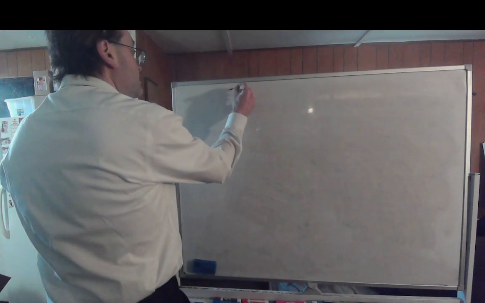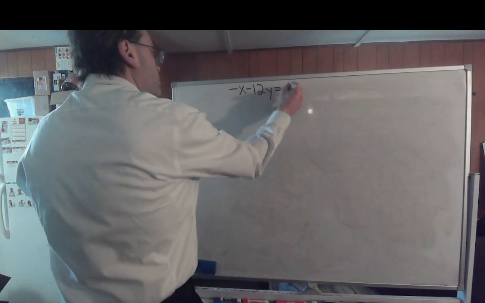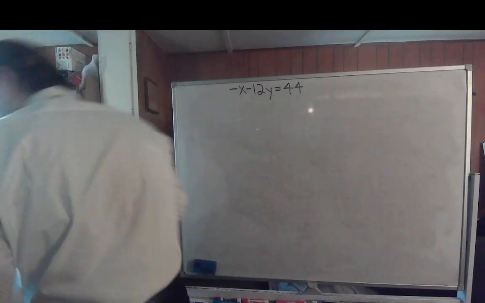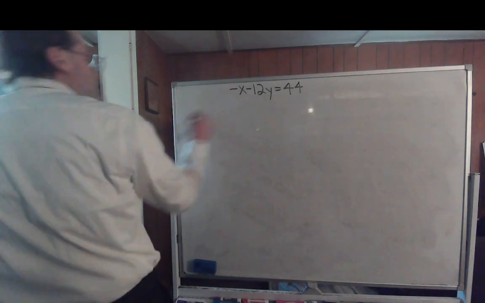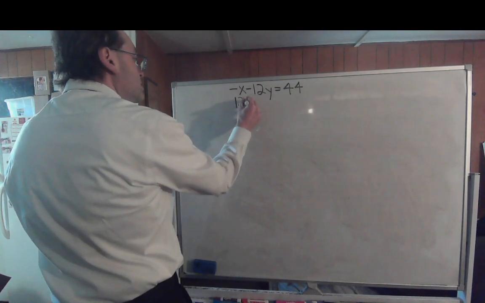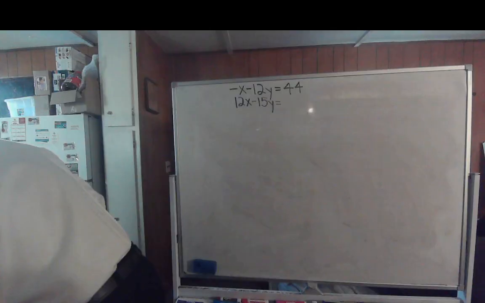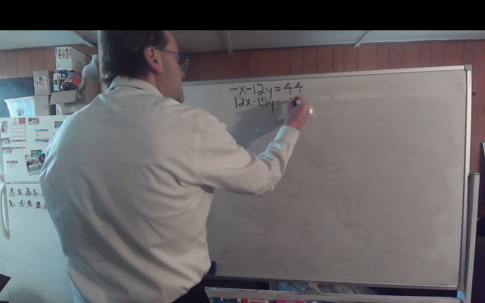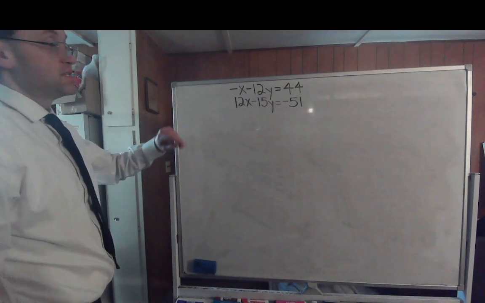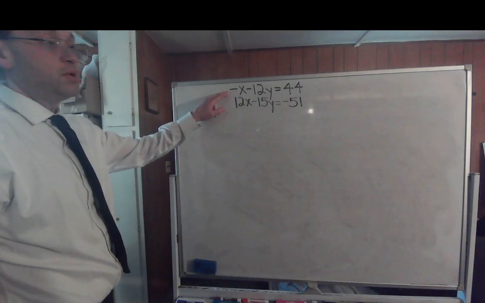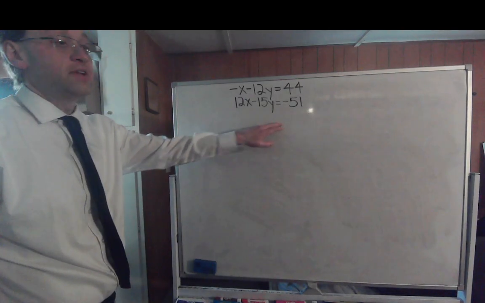We have -x minus 12y is equal to 44. Then we have 12x minus 15y is going to be equal to -51. So some big numbers to work with. So this system, -x minus 12y equals 44, 12x minus 15y equals -51.